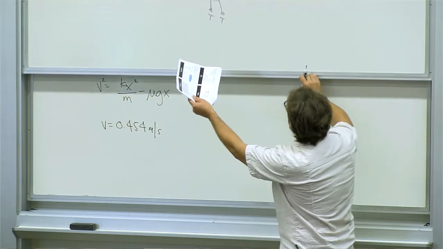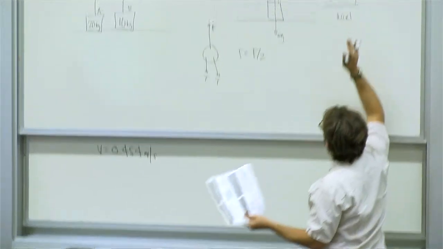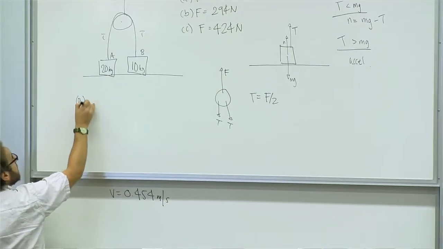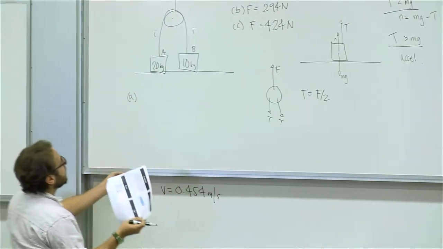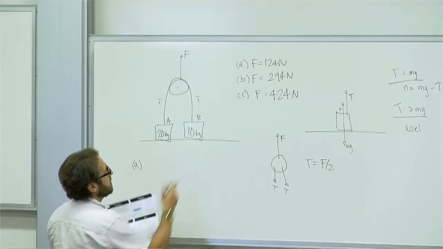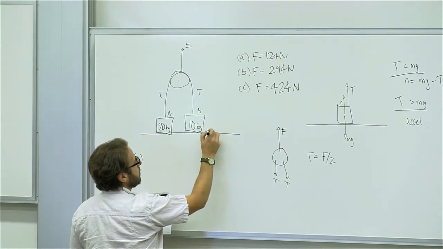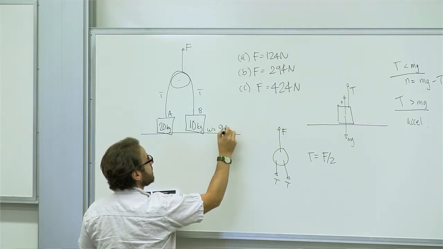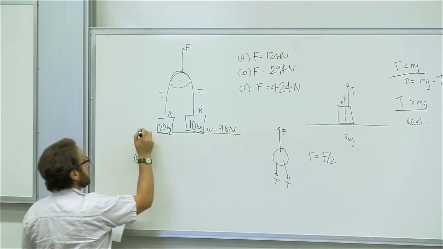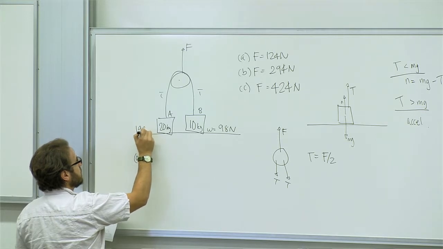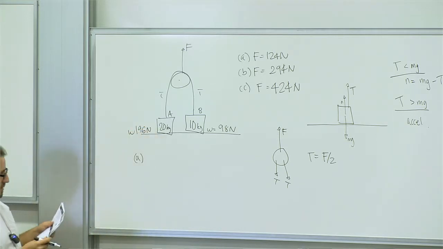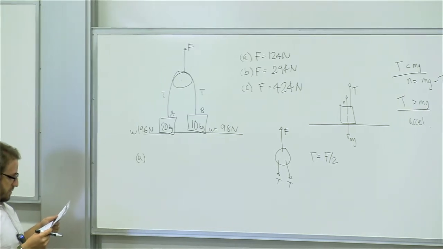Okay, so we know the thing will accelerate only if the force is large enough. Okay? So in case A, what is the weight of each of these guys, right? This is 10 kilograms, so the weight is 98 newtons, right? This one, the weight is 196 newtons.